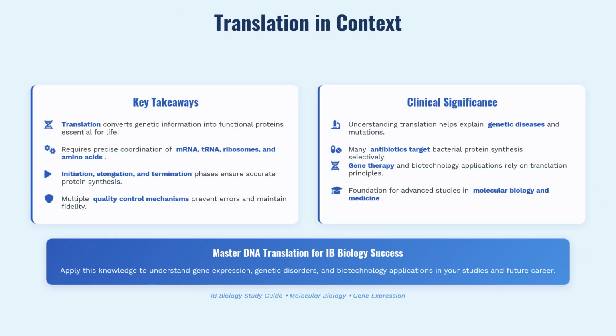Translation represents the culmination of gene expression, where the genetic information stored in DNA is finally converted into functional proteins that carry out cellular processes. This process is fundamental to all life and demonstrates the remarkable precision and complexity of cellular machinery. Translation connects genotype to phenotype, explaining how genetic variations can lead to different traits and how mutations can cause disease.